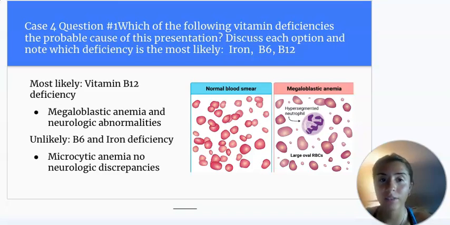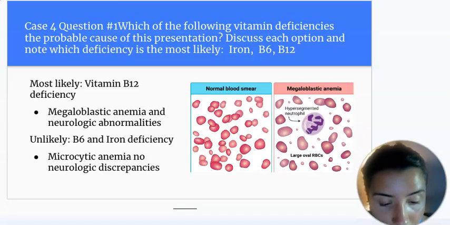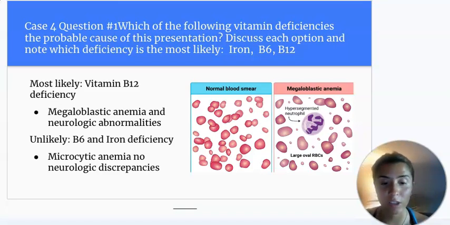Which of the following vitamin deficiencies is the probable cause of this presentation? Discuss each option and note which deficiency is most likely, whether it's iron, B6, or B12. The clinical presentation of the 50-year-old woman who has many symptoms is suggestive of a vitamin B12 deficiency. An iron deficiency is not likely because it would lead to microcytic anemia rather than megaloblastic anemia. It also does not commonly cause neurological symptoms such as numbness, tingling, or balance incompetence.